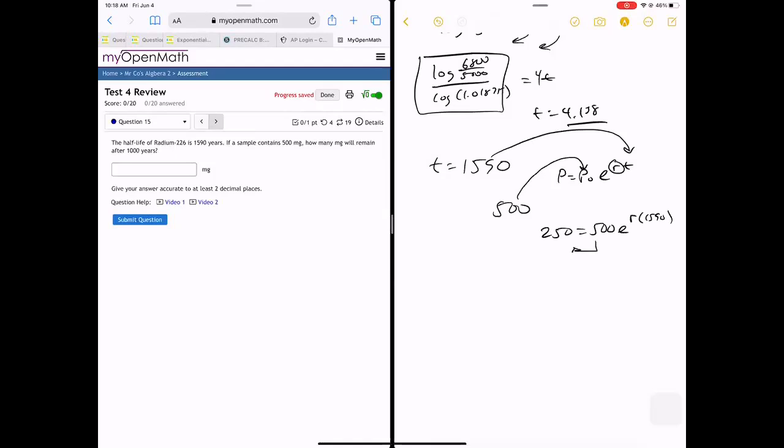To solve this, we get rid of the 500: 250 over 500. We're going to natural log that, and then we're going to divide this by 1590. Those are the steps that we would do. Get rid of the 500 first, then natural log it, and then get rid of the 1590, just so that we get the rate. I'm running out of time, that's why.